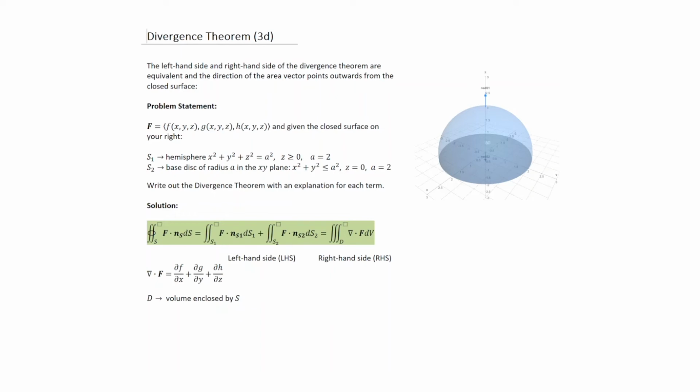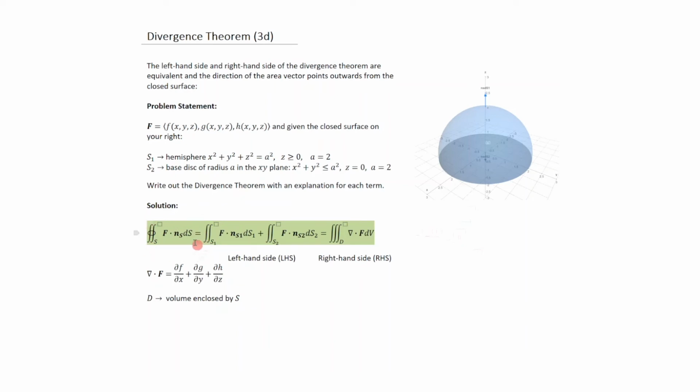So for example, if you had a problem statement as follows, that the vector field is some function of f, g, and h, that's the x, y, and z components, and you're given a closed surface, which is shown on your right. You have one surface, which is a hemisphere with a radius a of 2, and a base to the hemisphere, which is a disk of radius a in the xy plane, also a radius of 2. If you put the two surfaces together, you have a closed surface that encloses a domain.